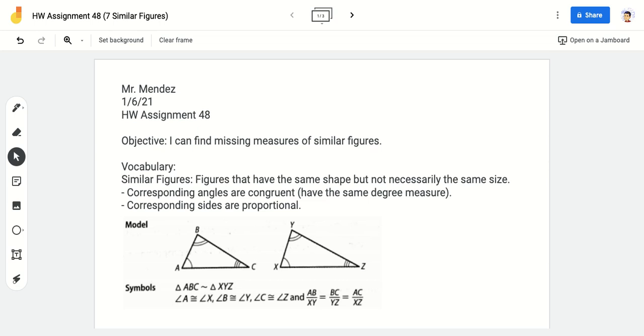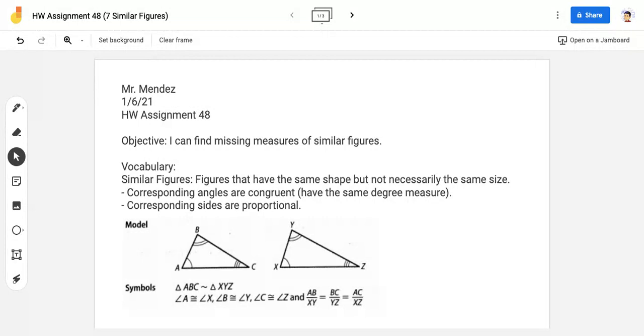Homework assignment 48. Today's objective: I can find missing measures of similar figures. Here's our vocabulary. Similar figures are figures that have the same shape, but not necessarily the same size.